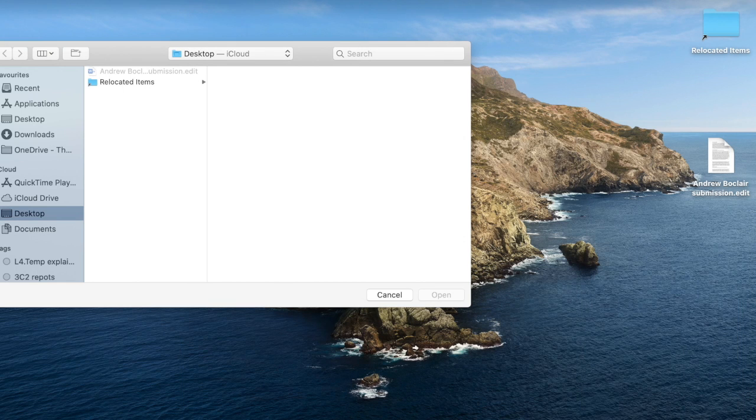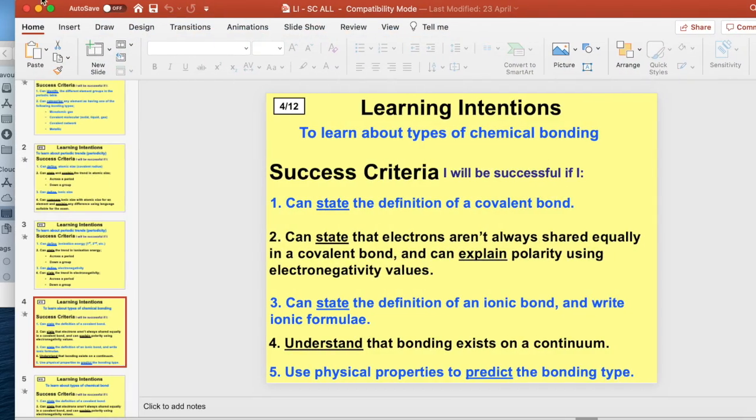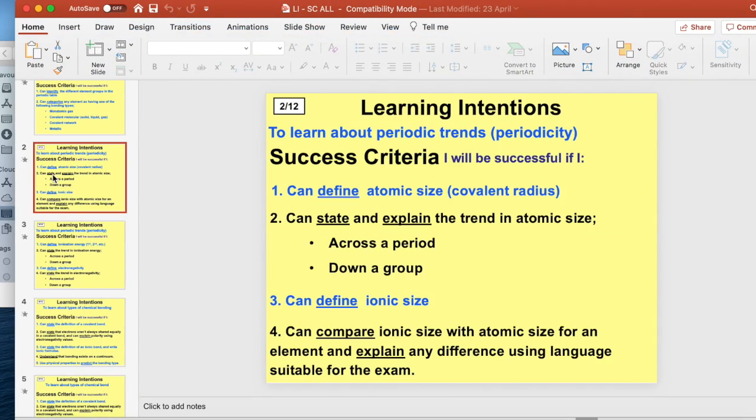What we are looking at this week is we're going to look at pages 2 and 3. So we're learning about periodic trends in the periodic table. Okay, so that's slide 2. I want you to learn about atomic size and covalent radius. I want you to explain the trends across a period and down a group. So remember, periods go across the way, groups go down the way.